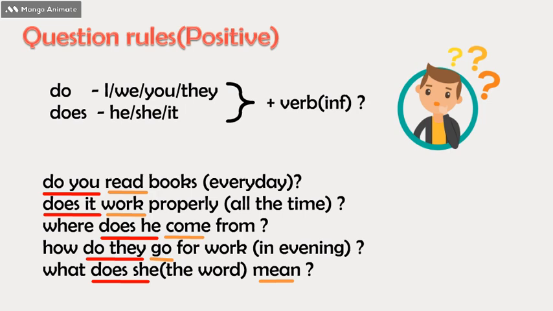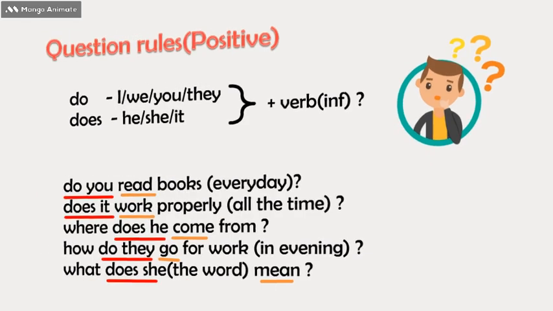For example, the last sentence is what does she mean? If a girl says a meaningless word, that is her habit. Therefore, you can use present simple here because a habit is a repeated action. Therefore, we can ask, what does she mean?